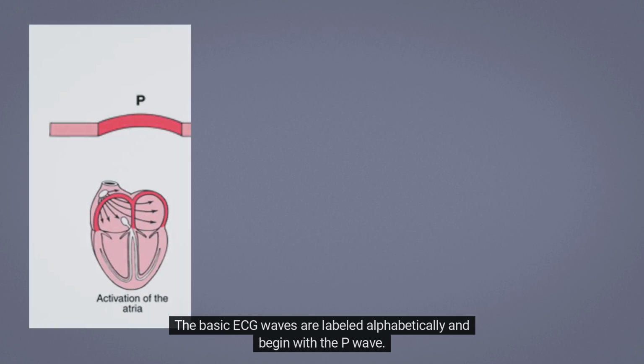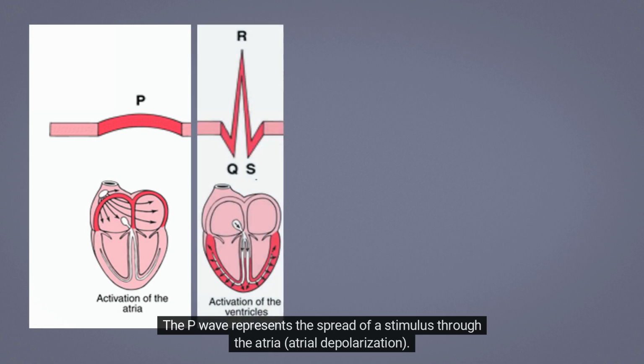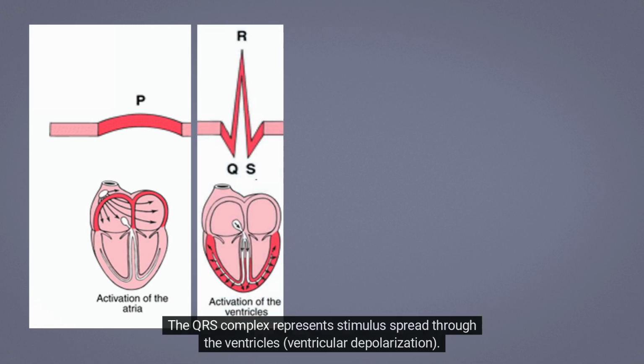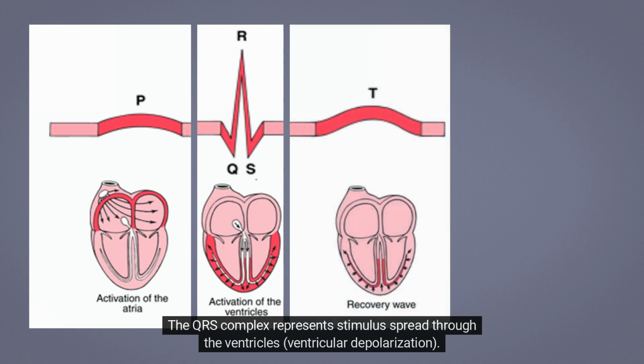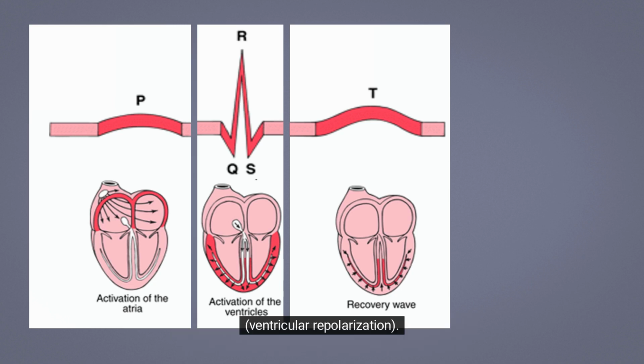The basic ECG waves are labeled alphabetically and begin with the P wave. The P wave represents the spread of a stimulus through the atria, atrial depolarization. The QRS complex represents stimulus spread through the ventricles, ventricular depolarization. The ST segment and T wave represent the return of stimulated ventricular muscle to the resting state, ventricular repolarization.